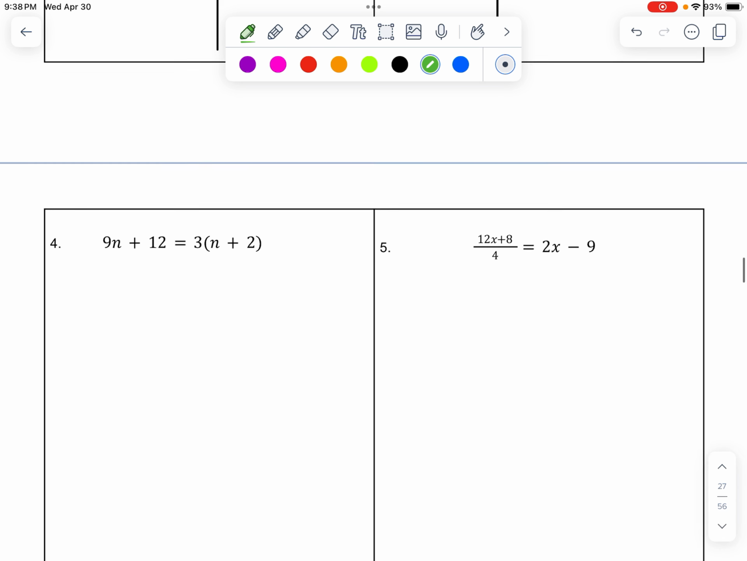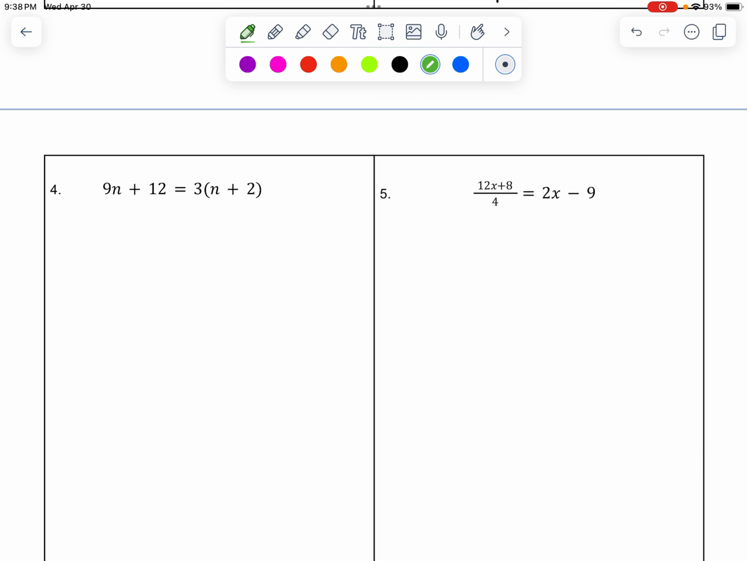Okay, let's try a couple more. Again, these are pretty complicated problems, so let's just make sure we really got this. For problem number 4, we're going to start by drawing a vertical line through the equal sign.